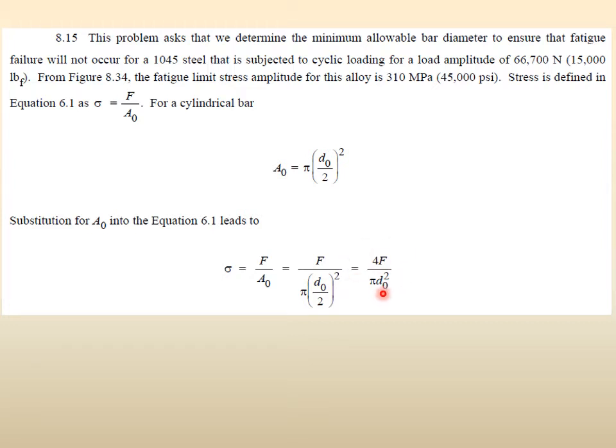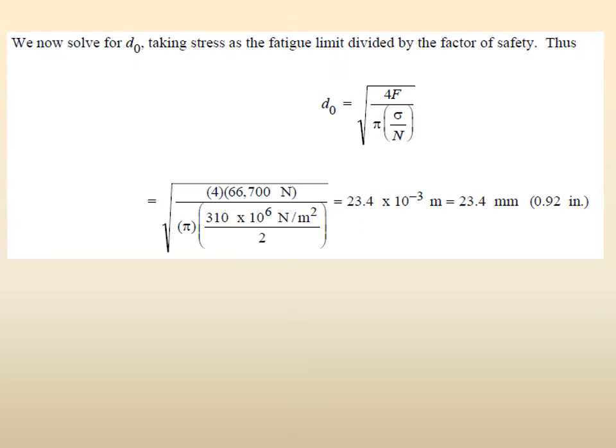You can take the d on the other side, and the stress amplitude and so on, and you get this equation: d naught is 4F upon pi times sigma upon n. This n in this book is the factor of safety, because you don't take the stress amplitude alone, you take the factor of safety.